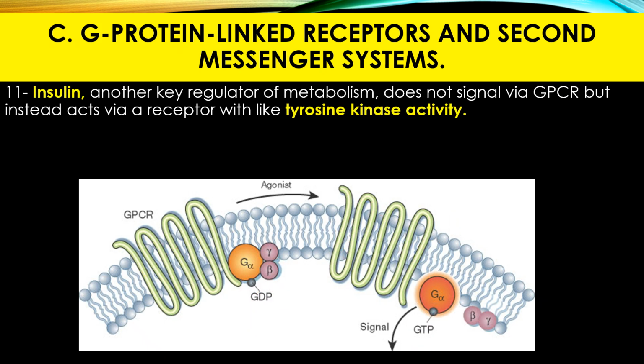So here, if the hormone is, say, insulin, another key regulator of metabolism, it does not signal via GPCR, but instead via a receptor that links with tyrosine kinase activity. In the case of glucagon, for example, the mechanism involved is via the GPCR, but when insulin is present as a hormone, it will take another pathway, which we will discuss later, via tyrosine kinase activity and not by the GPCR.